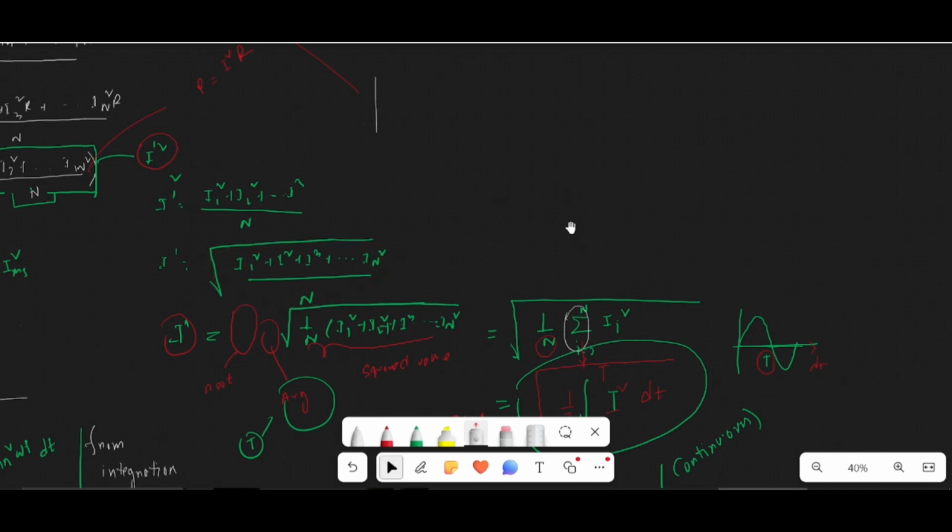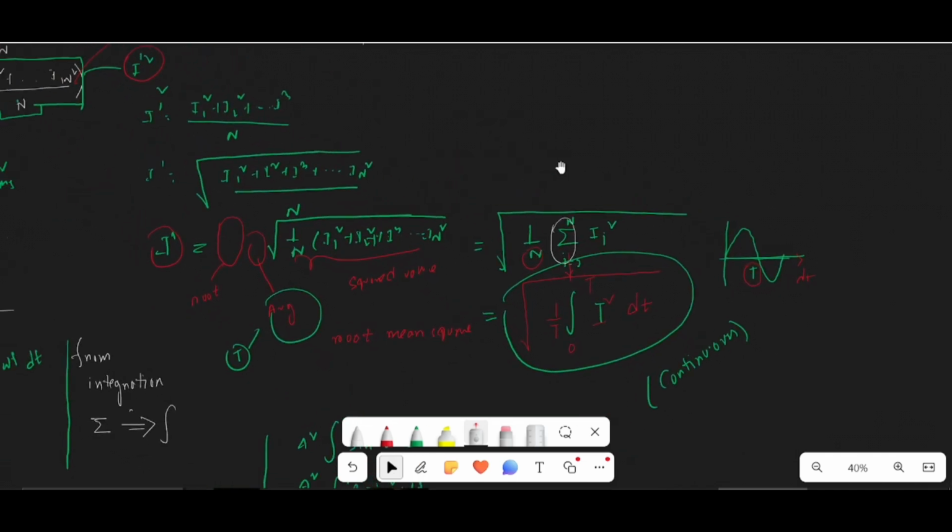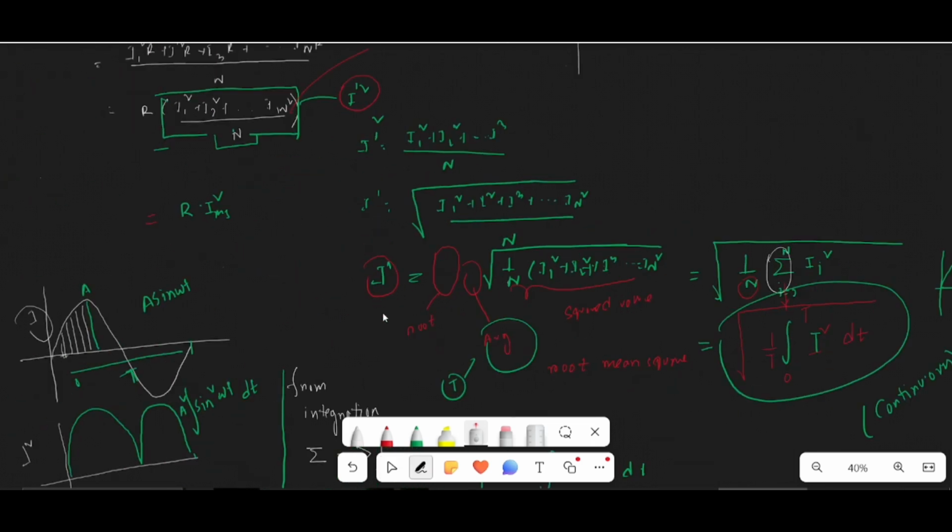If we modify this equation, we are taking 1 by n at the front, then the squared value, and then there is the root. So this is the squared value, this is 1 by n, and this is the root. So what actually is 1 by n? 1 by n comes from the average, here is the root, here is the squared value. That's why we can name it root mean square. So I prime, we can call it I RMS.